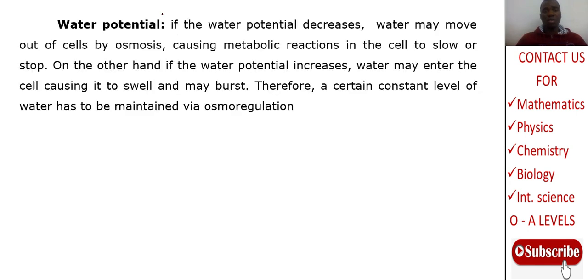Okay, so we also have the water potential. If the water potential decreases, water may move out of the cell by osmosis, causing metabolic reactions in the cell to stop. On the other hand, if the water potential increases, water may enter the cell, causing it to swell and burst. Therefore, a certain constant level of water has to be maintained via osmoregulation.